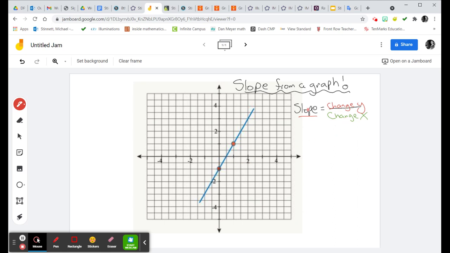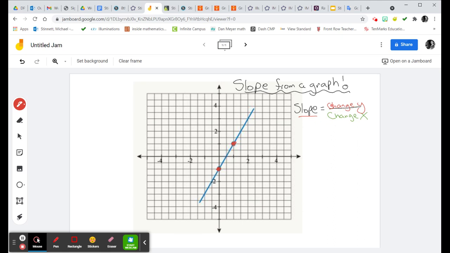So the first thing we need to understand is slope equals the change in y over the change in x. And so if I need to understand those two things, then I have to figure out how to see that on a graph, okay? So here I have 2 points. I have a point down here, and I have a point right here. So remember, to find slope, we need 2 points.